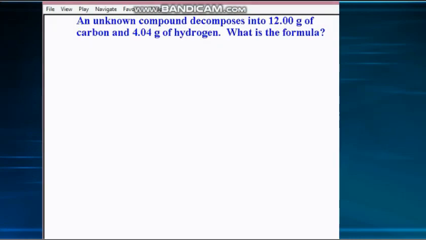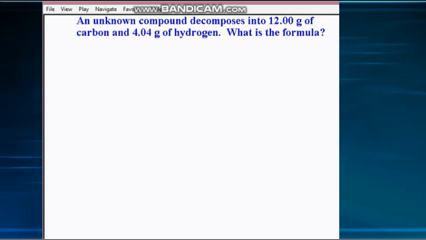In this example, we're using the results of an experiment to determine a chemical formula. A chemist takes an unknown compound and decomposes it into 12.00 grams of carbon and 4.04 grams of hydrogen. All right, those are the only elements that result from the decomposition. So this already tells us something. There are only two elements in this compound, carbon and hydrogen.